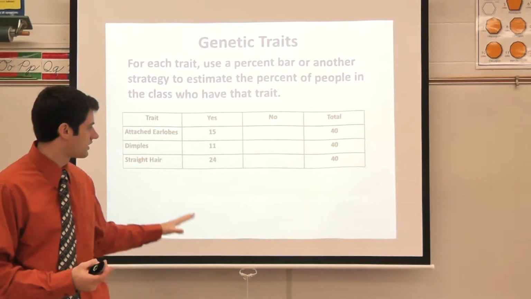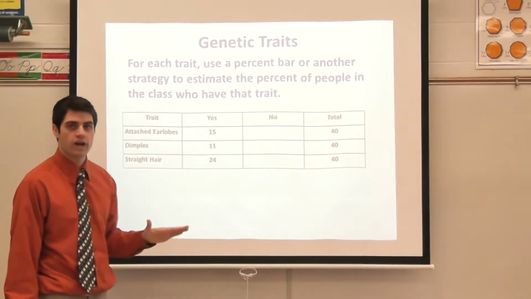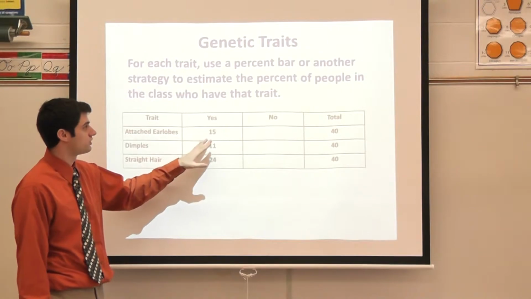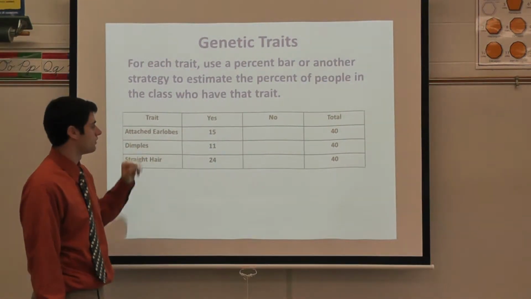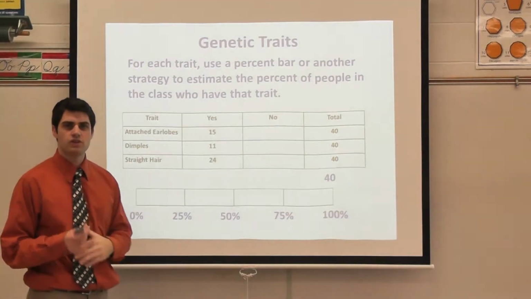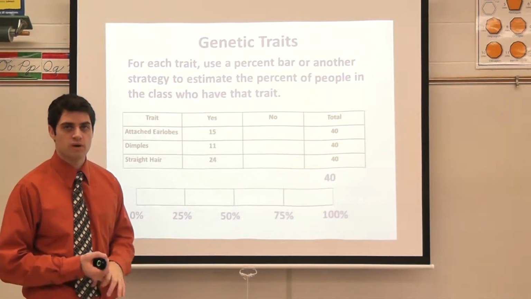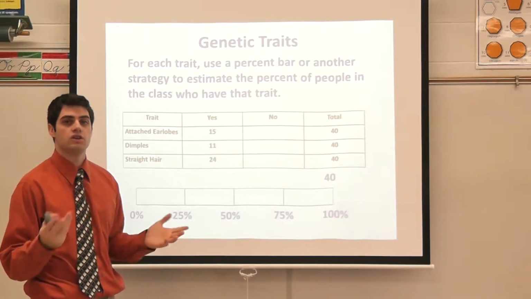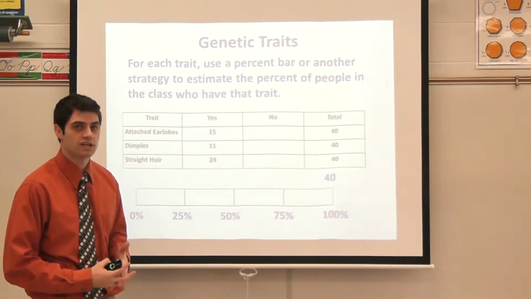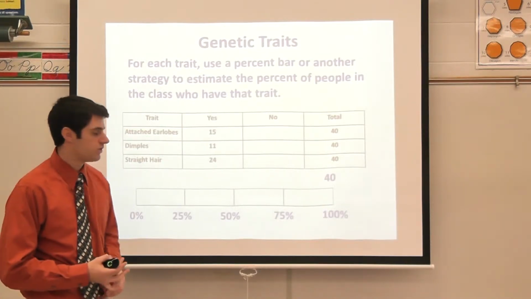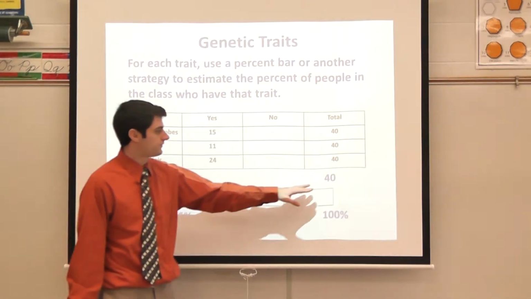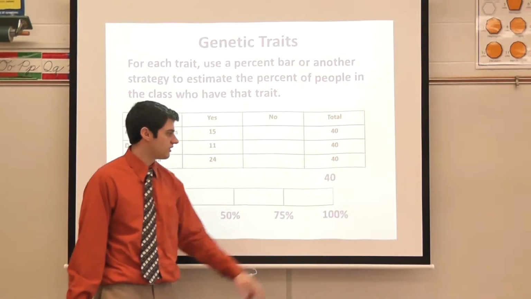I'm looking here at my chart to take a look at this information. One strategy to use is a percent bar to help me figure out the percentage of students that have each one of these traits. I can do this a couple of different ways. We talked about benchmark fractions in our last video with a fourth or 25%, 50%, 75%, and we also went with 10% as well, 10, 20, 30, 40, all the way to 100%. So I've decided to go with fourths here. I know that 40 out of 40 would be 100%, so that would be 40.